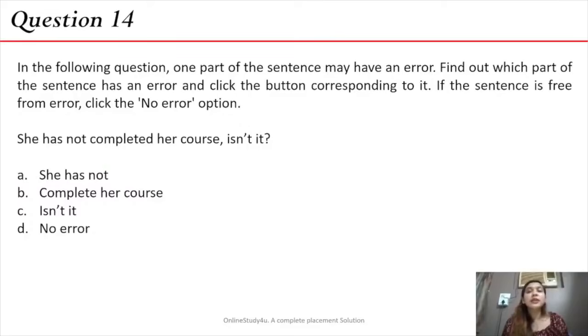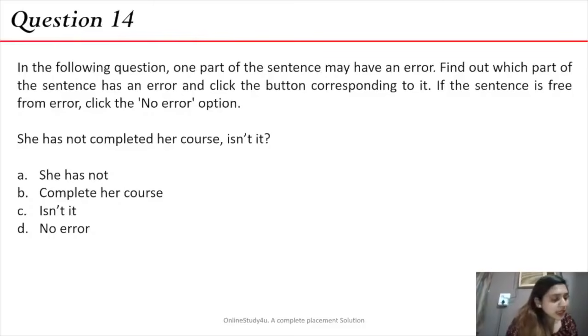She has not completed her course, isn't it? That is the question. She has not completed her course, isn't it? Now, where does the error lie out here? She has not, does it lie in part B, which is completed her course? And C, isn't it? Where does the error lie? She has not completed her course, isn't it?